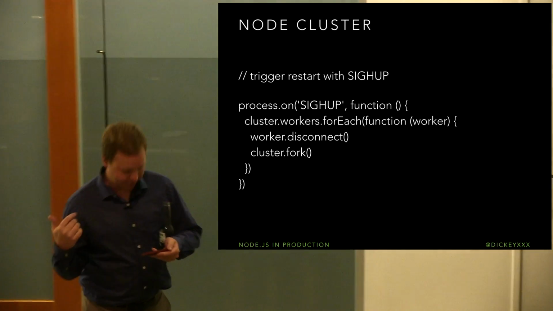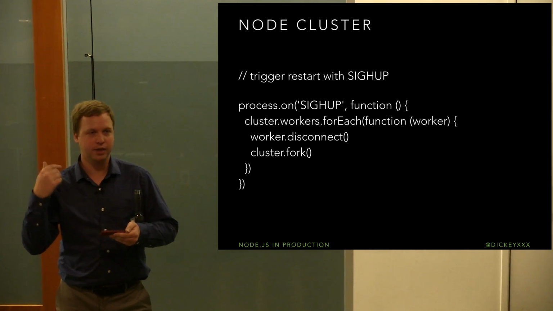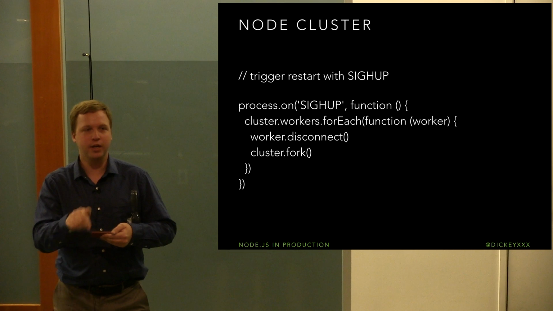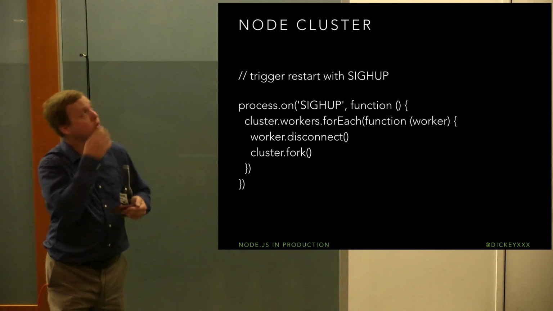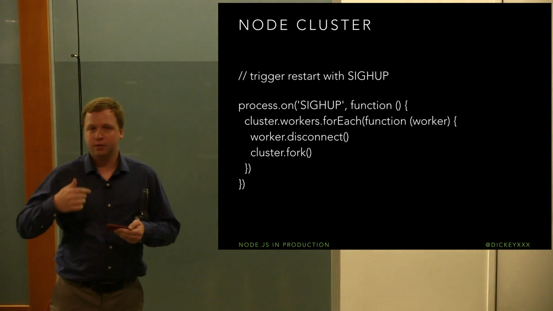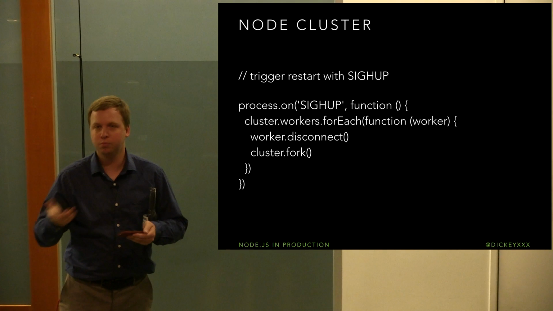Listen for the SIGHUP event. Once I get that, just iterate over each worker, tell it to disconnect, and fork off a new one. What disconnect is going to do is not take any new connections on that socket. It disables the accept function from being called. Then a bunch of new ones start up, and the old ones, once their requests are done, will die and we'll get rid of them.